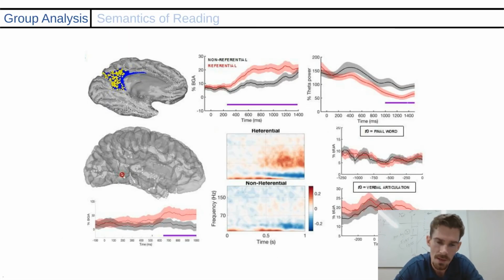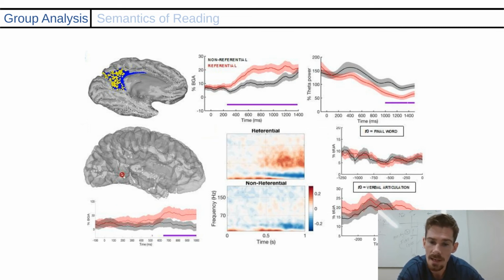So this is just plotting the traces for MPC electrodes. You can see that the effect begins around 250 milliseconds and lasts until just before the point of articulation. And I've also plotted on the bottom right of the figure the traces for before the onset of the final word and also during patient articulation. So the effect does seem to be a uniquely semantic effect. It seems to be an effect driven by meaning and not driven by articulation, planning, or pre-final word differences, even though of course they're the same sentence, just to validate this effect.